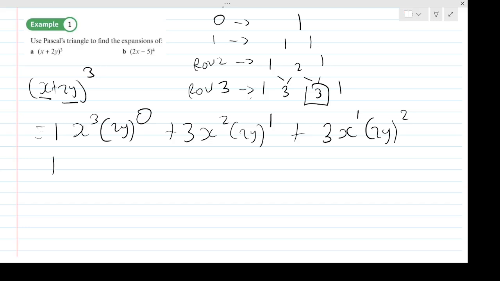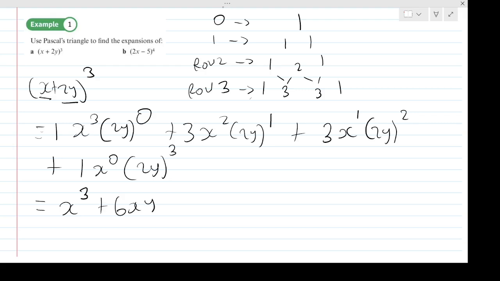Then lastly we have plus x to the 0, and the coefficient for the last term is 1 here. And then the 2y term has to be a power of 3 to give us the overall degree of 3. But then we just simplify the brackets, okay? So 2y to the 0 is just 1, because that's something to the power of 0. So simply we get x cubed. Then we have 3x squared times 2y. Now that would be 6x squared y, because 3x squared times 2 would be 6x squared times y. Okay, then we have 3x.